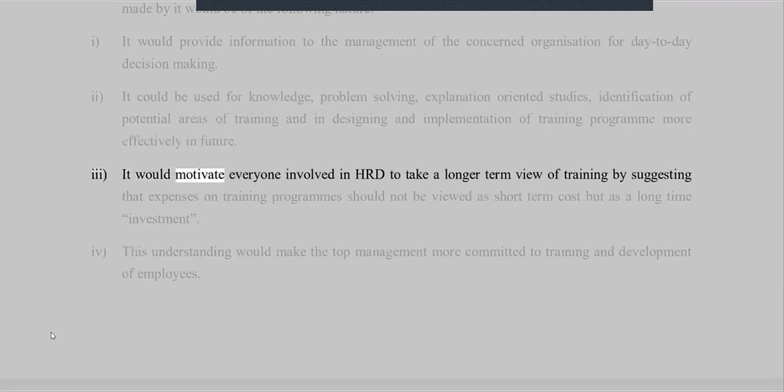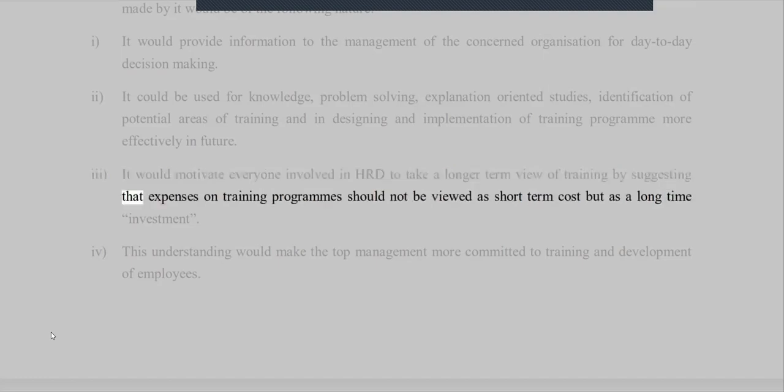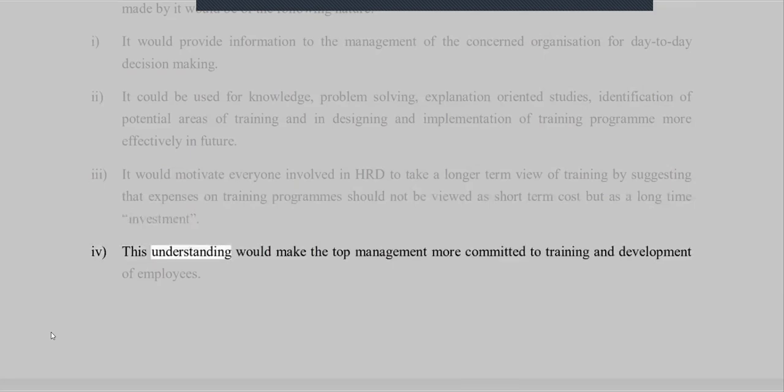3. It would motivate everyone involved in HRD to take a longer-term view of training by suggesting that expenses on training programs should not be viewed as short-term cost but as a long-time investment. 4. This understanding would make the top management more committed to training and development of employees.